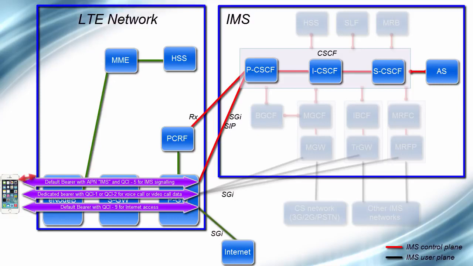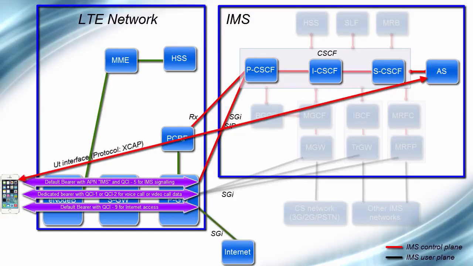UT interface. The UT interface is an interface between the UE and the IMS application server. The protocol used on the UT interface is XCAP. XCAP means XML Configuration Access Protocol. Let me explain the purpose of this interface.